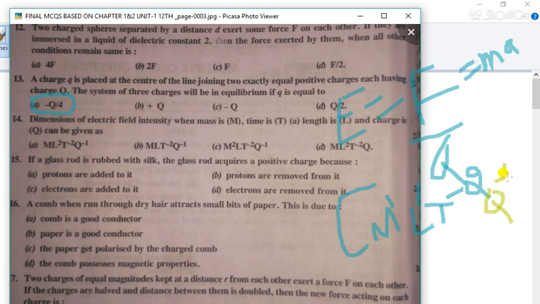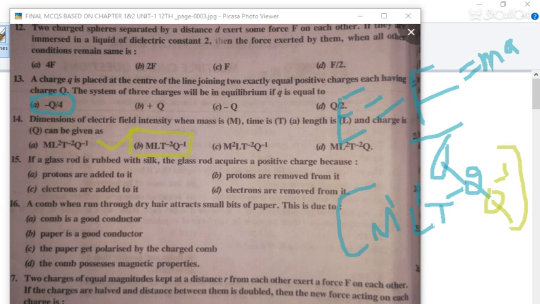Let's see whether this answer is available. M1 L1 T minus 2 Q minus 1. I hope this is the answer. Option number B is the right answer. So option number B will be the right answer for this question. So these are all the questions.